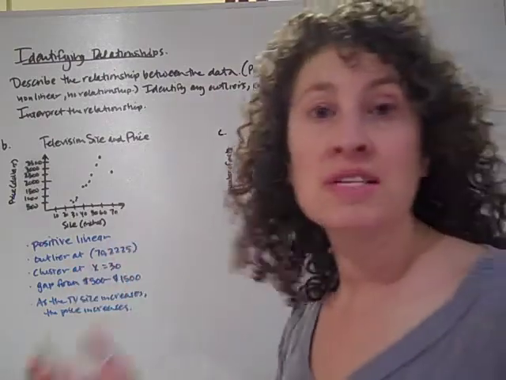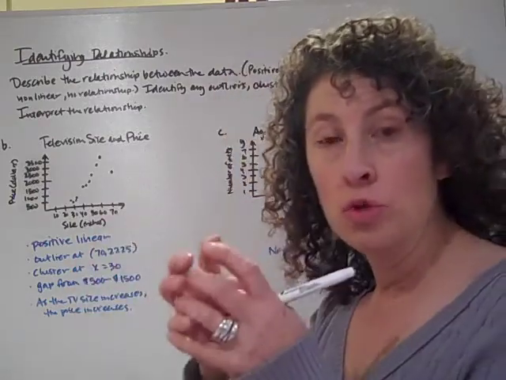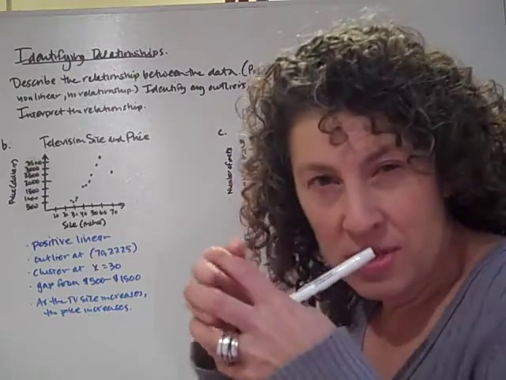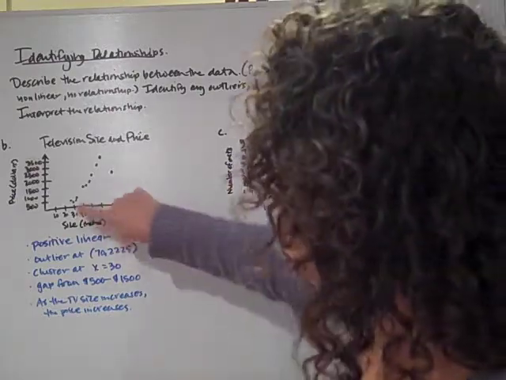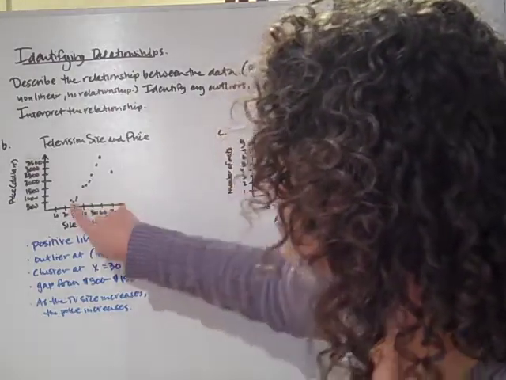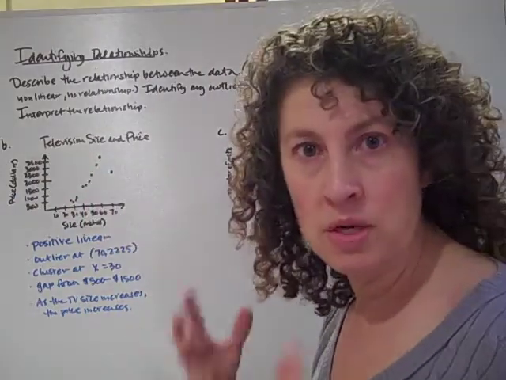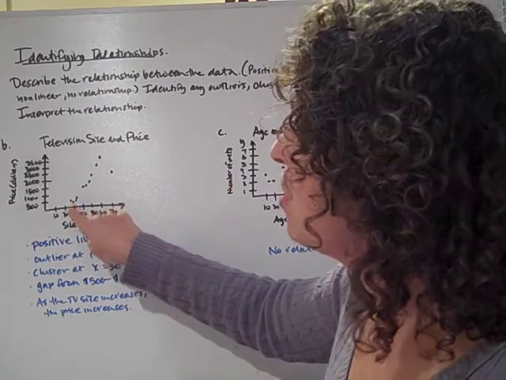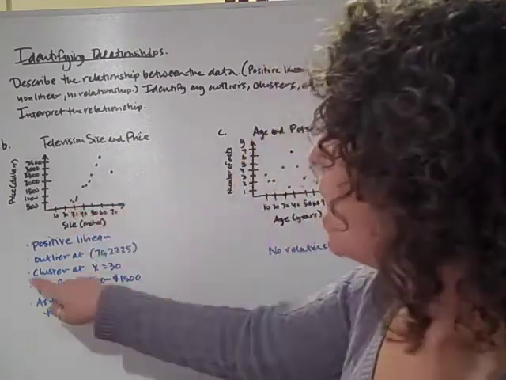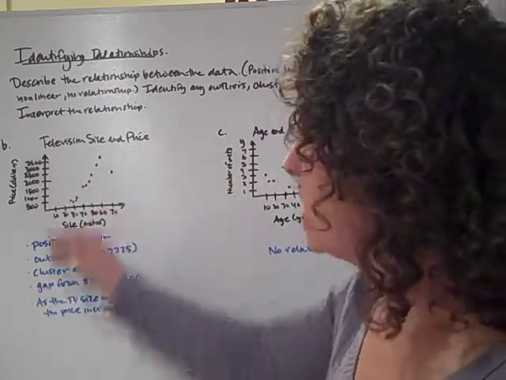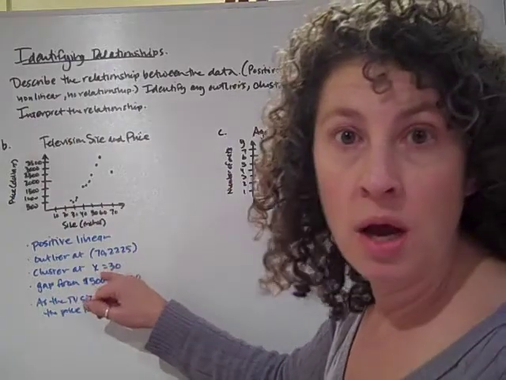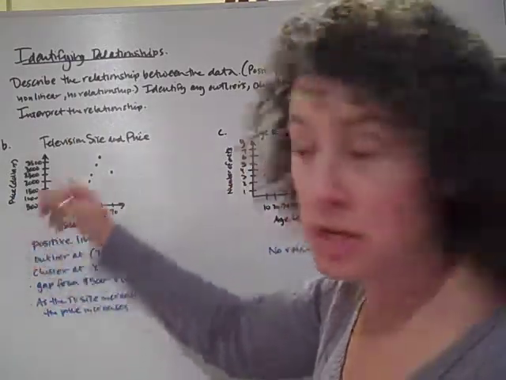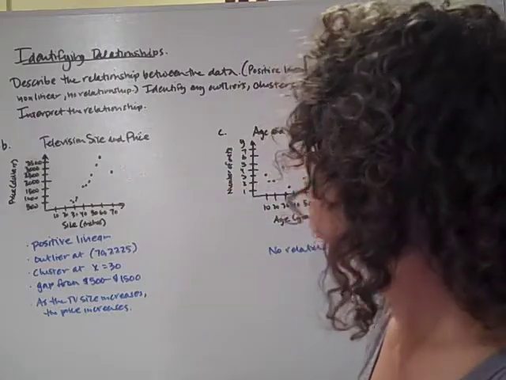Clusters. Clusters are exactly what it sounds like. It is a group of points that for some reason seem really close together. So we have a cluster down here. Now you can describe where it is in multiple ways. You can describe where the points are, so you could say cluster at about 3,400 or so. We could also just tell where it is on the x-axis. We could say the cluster is about x equals 30, or 30 inches for the size of our TV.